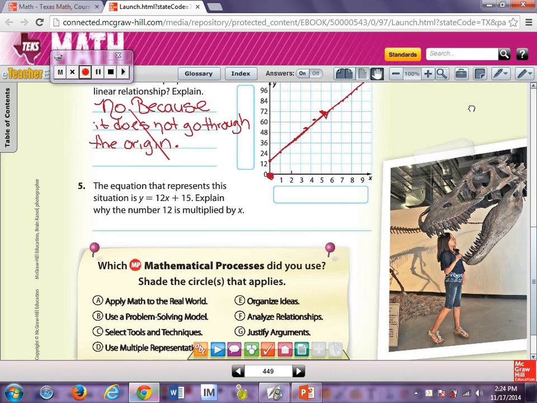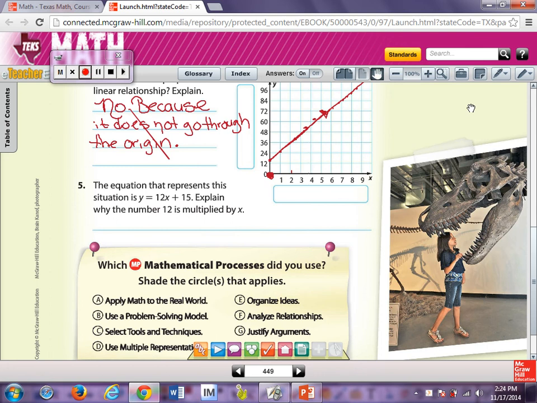Now let's move on to number 5. The equation that represents this situation is y equals 12x plus 15. Before I even move on, let me explain where this comes from. The y is how much money the museum is making. So the amount of money the museum makes is equal to $12 for each person plus the $15 just to have the museum guide there. That's what this formula is telling me.